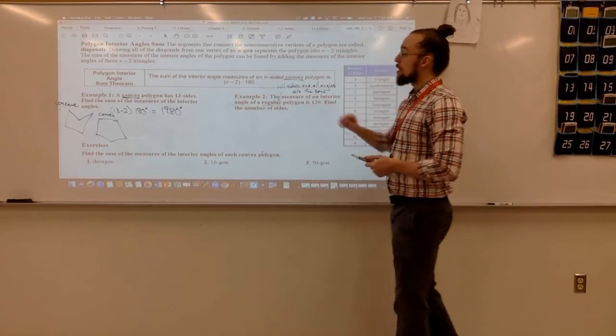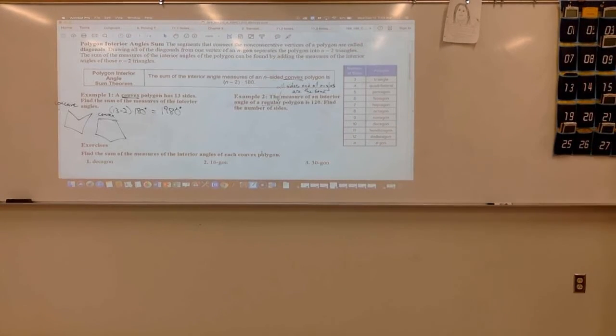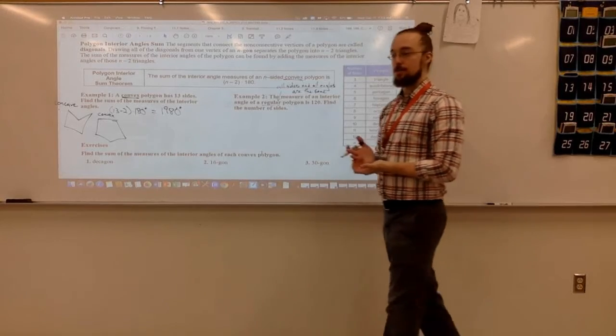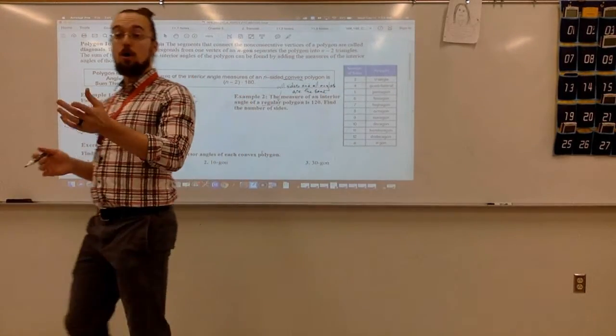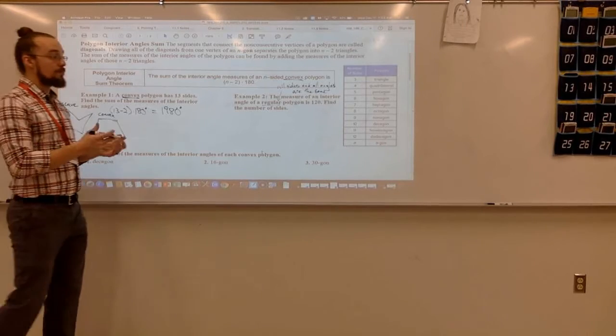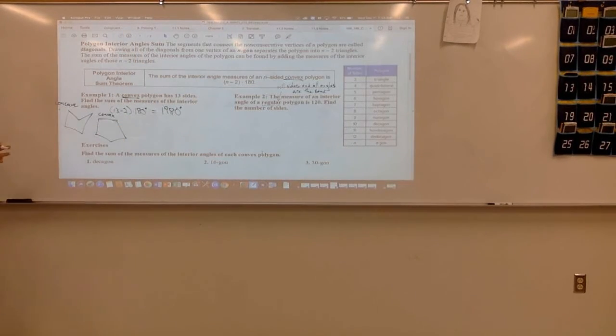Okay? So, this question says, the measure of an interior angle of a regular polygon is 120. We want to find the number of sides. So all the angles are going to be 120. I want to figure out how many sides it has. Well, to do that, we actually need to think about another formula here.